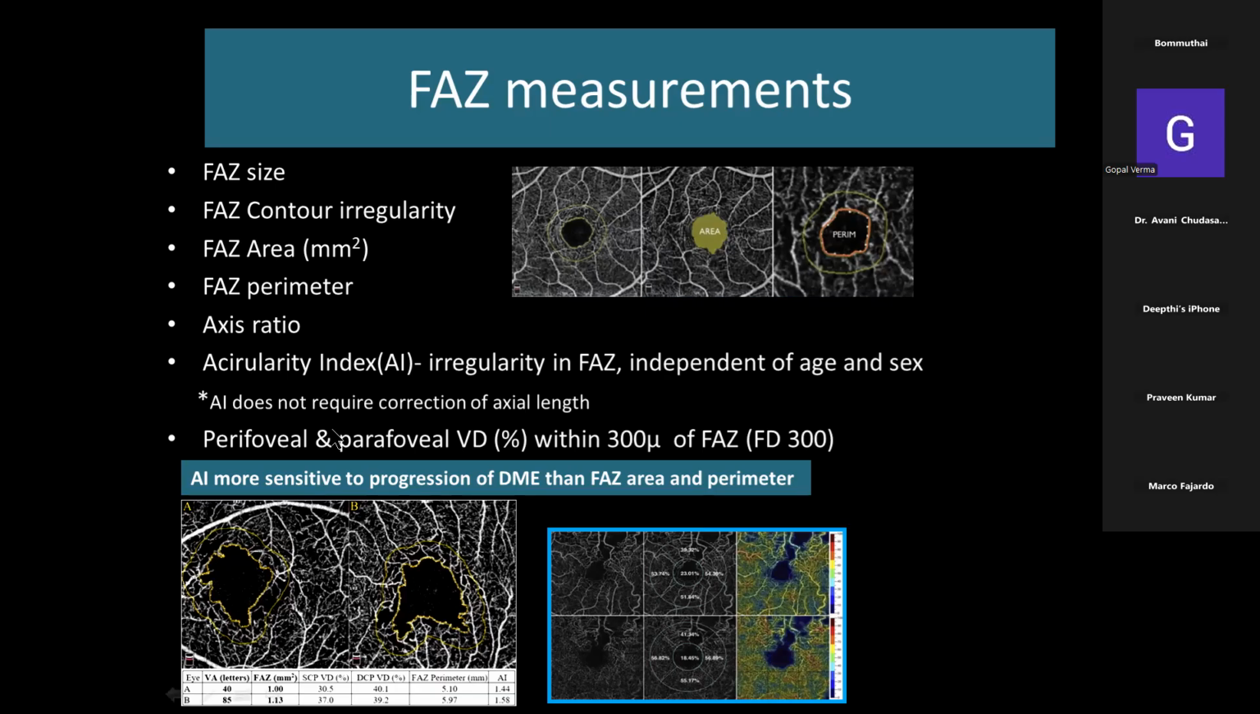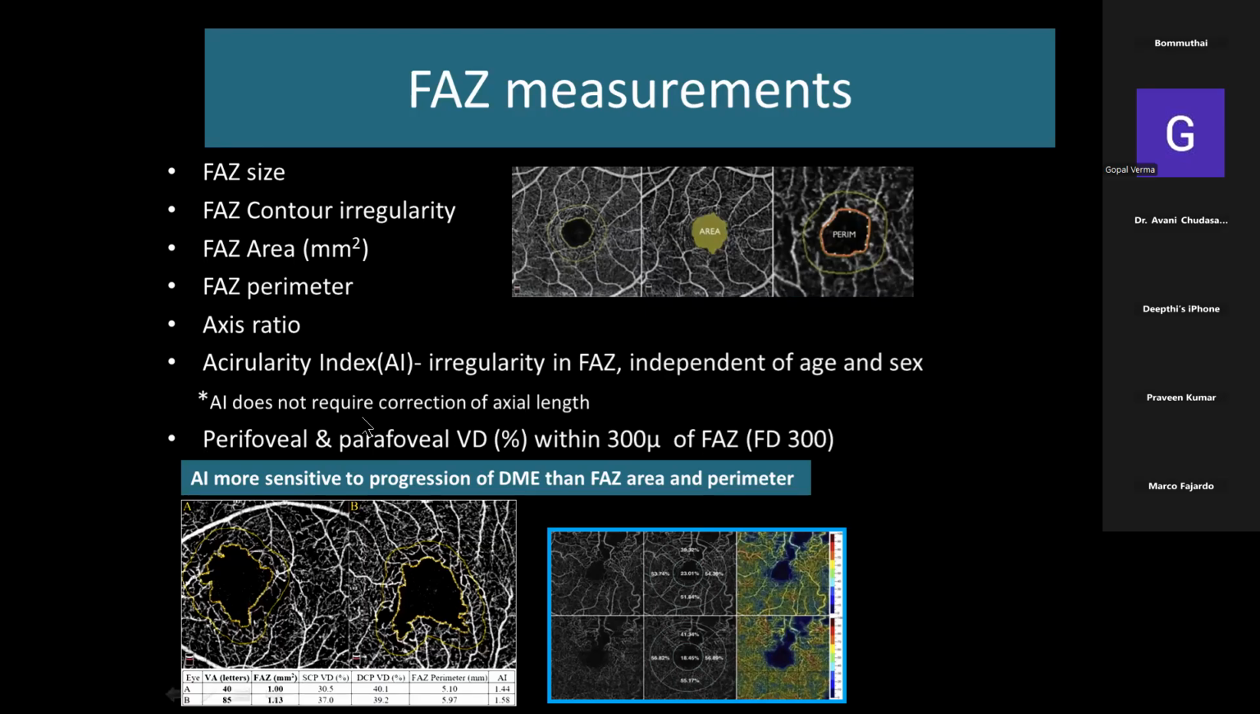The other thing is the axis ratio. The FAZ is not uniformly circular, it will have a major axis and a minor axis. So the axis ratio can be picked up. Then acircularity, which is how much of the FAZ is irregular compared to the normal. So this is a very, very important index. The other thing is the vascular density within the 300 microns surrounding the FAZ area, which can be picked up.